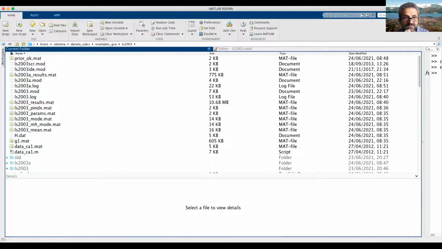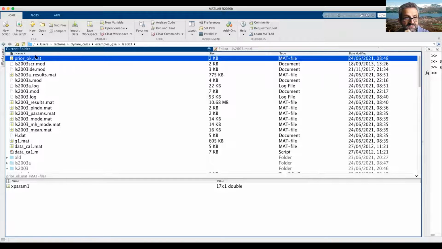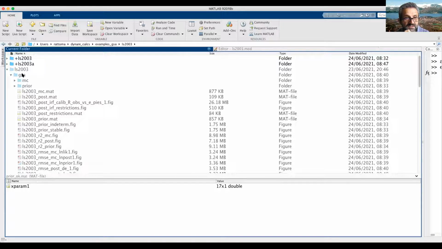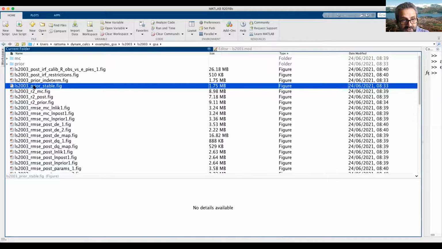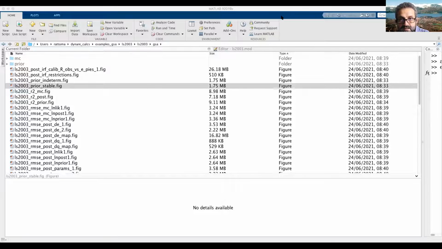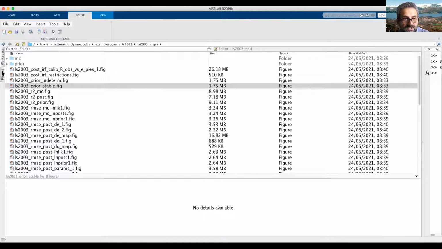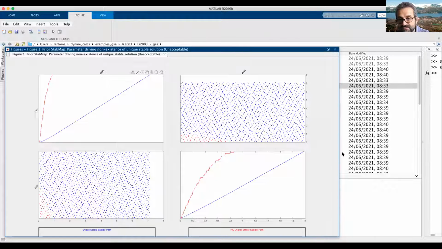So for this model, we did a lot of things. We did some prior, so stable, where the stable suffix means Blanchard-Kahn condition from the prior. And here we recover the same plot in the presentation.